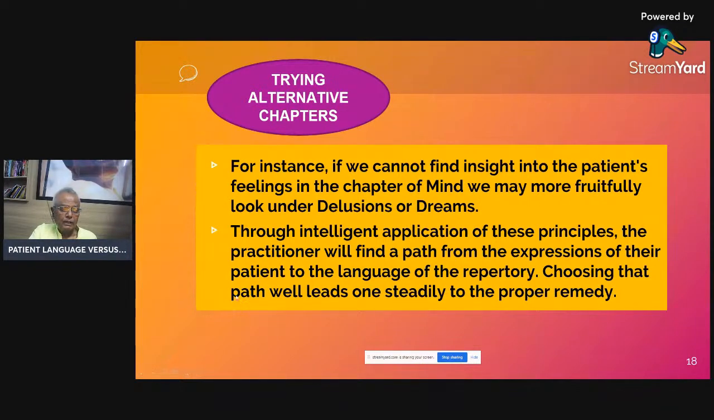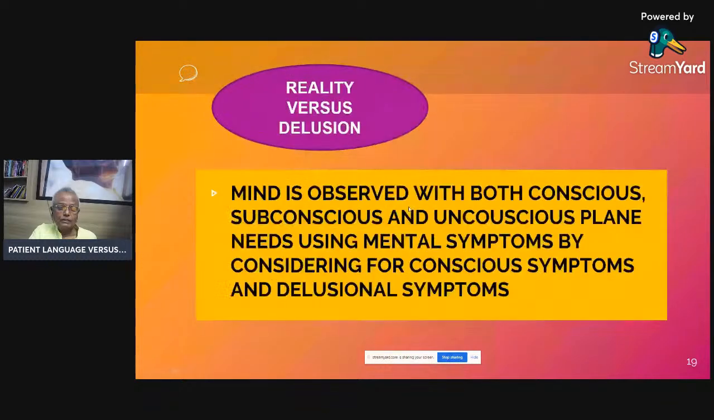Choosing that path will lead one steadily to the proper remedy. So the purpose is getting the proper remedy, the proper rubric, and a basic understanding of the patient's needs. Now, reality versus delusion is very important, because most of the things which seem to be real are not real, and most of the things which seem to be unreal are also real. So these aspects are very important.